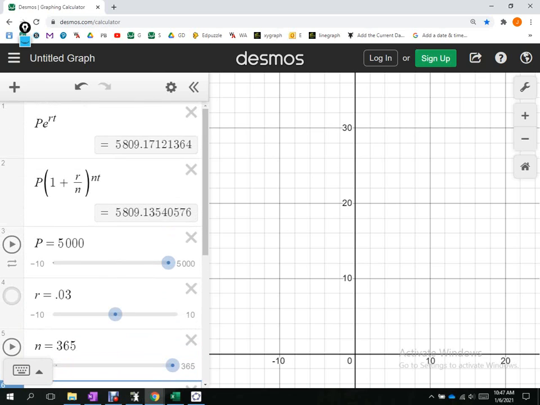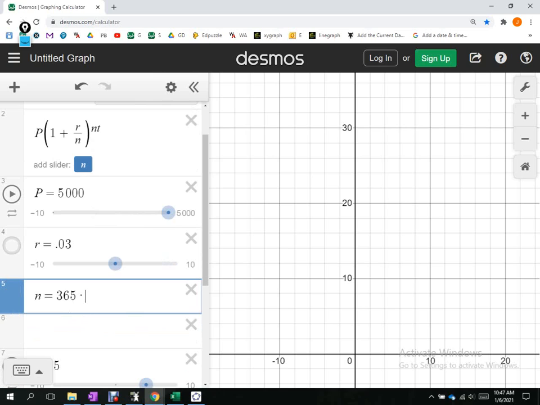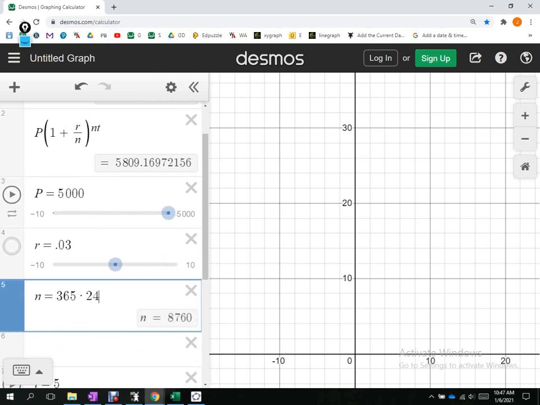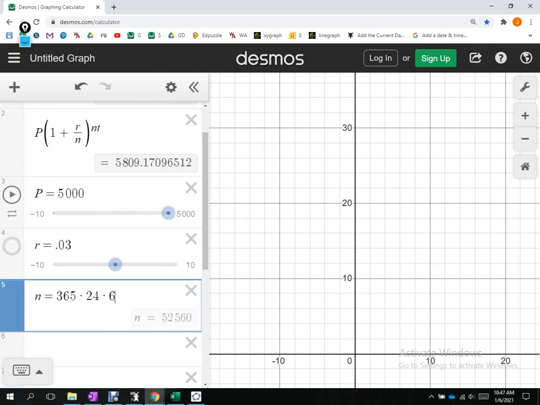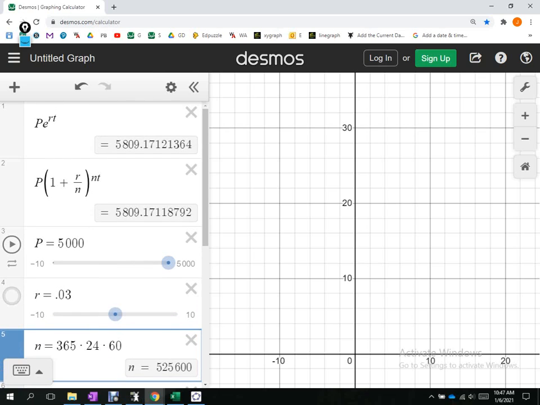Which one's better? Top one's still better, right? Continuous is still better by 4 cents. But what if I compound hourly? Top one's still better? By less than a cent, but it's still better, okay? If I compound on the minute, top one's still better, okay?